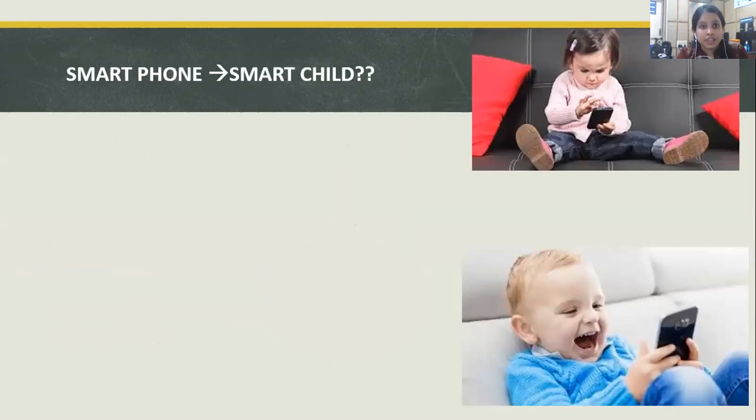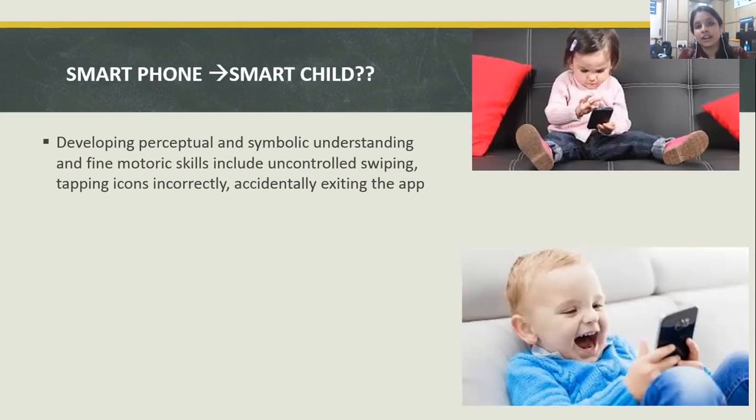So, is a smartphone really going to bring up a smart child? Well, I think we should ask that question, because developing perceptual and symbolic understanding is a period you can see by 3 years of age, and even their fine motor skills, like moving their fingers, are still undergoing a lot of development. Despite that, they keep uncontrollably swiping or tapping on icons. Sometimes they accidentally click on things and things open or close.